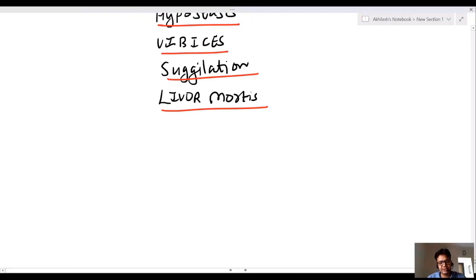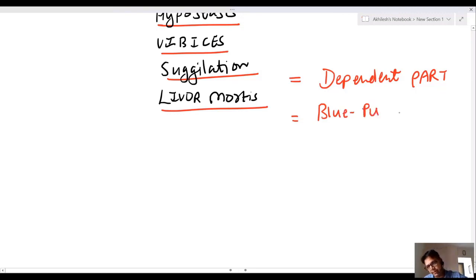There is color change. It is a very early sign of death. Sir, it is seen in dependent part of the body. It is bluish purple color.